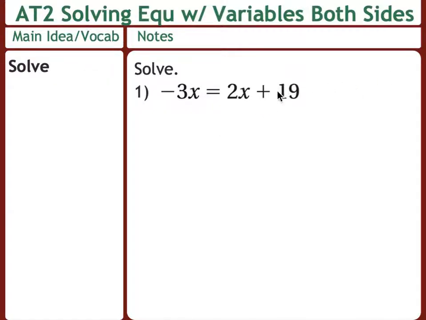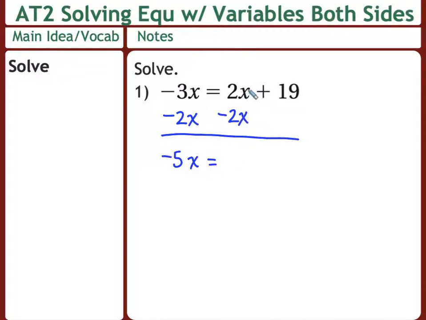and isolate the variable. So I have a negative 3x on the left, and there's no other constants or anything with it. So what I'm going to do is try and eliminate this 2x. And the inverse of the 2x is a negative 2x. Remember to keep your equation balanced. Whatever you do to one side, you need to do it to the other side. So a negative 3x and a negative 2x is a negative 5x.